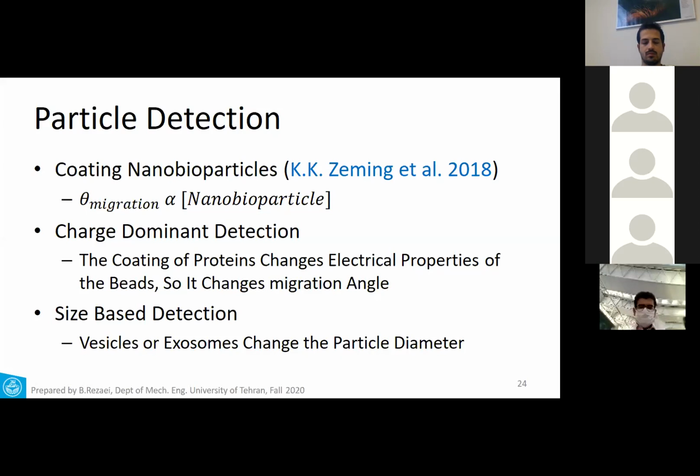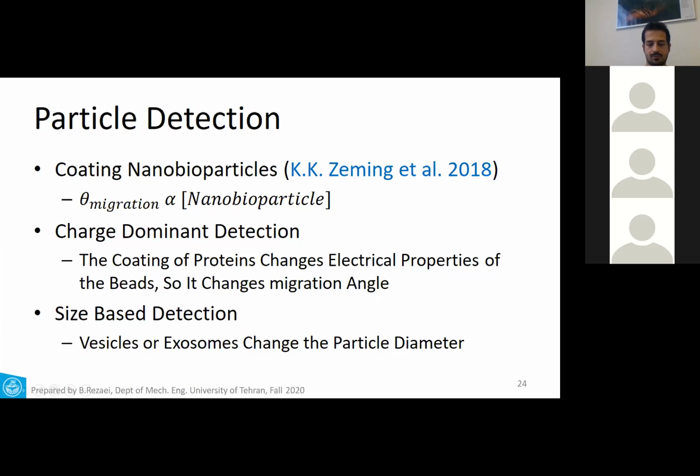And there is size-based detection, for example, when vesicles or exosomes are added to the particles, they change the particle diameter. So again, the particle migration angle changes, so they can understand the concentration of that. You can see Mr. Zemming's article, and it has the details in that.